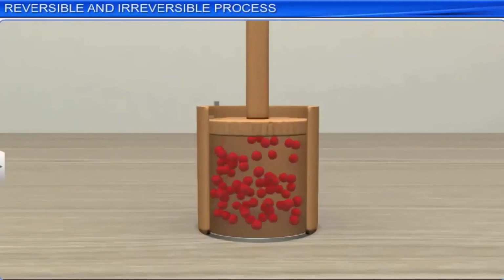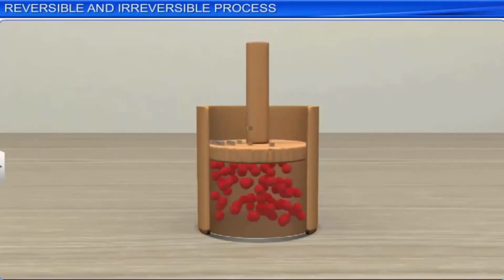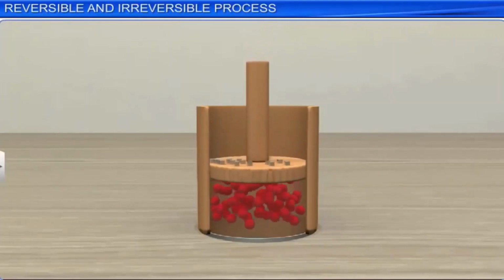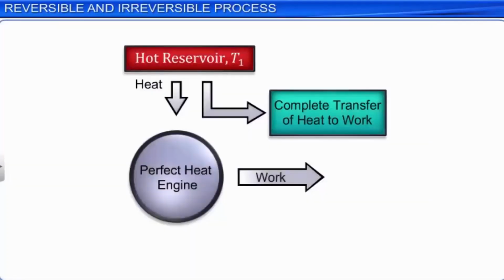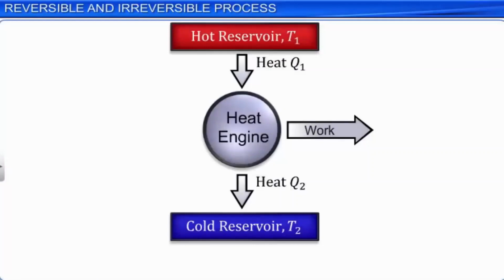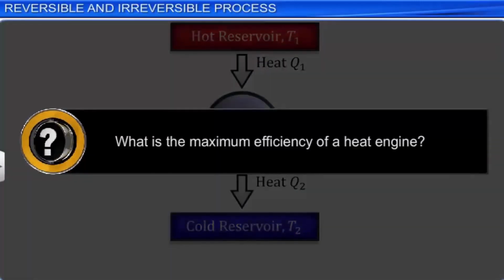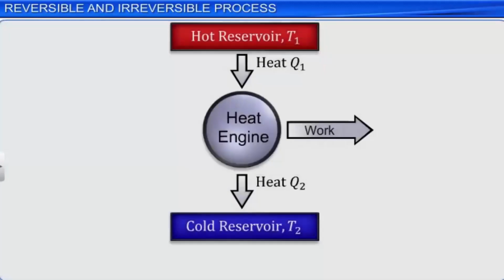According to the second law of thermodynamics, we cannot construct a heat engine with 100% efficiency. So, what is the maximum efficiency of a heat engine? If a heat engine working between two temperatures, T1 and T2, passes through idealized reversible processes, then the heat engine achieves the highest efficiency possible.